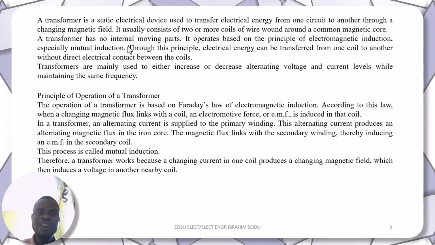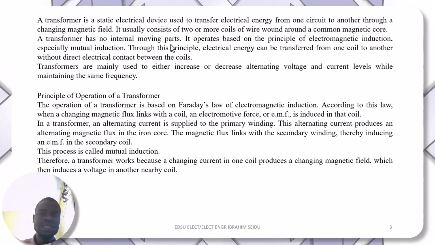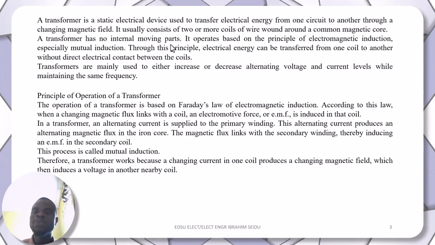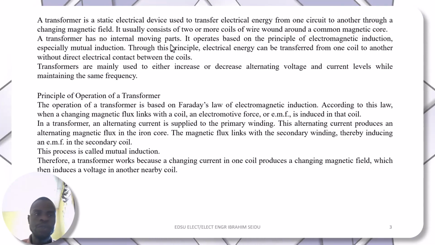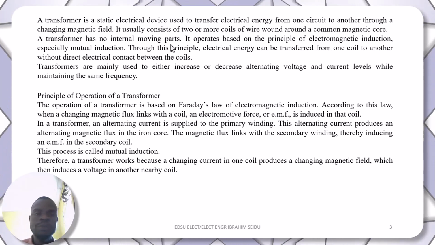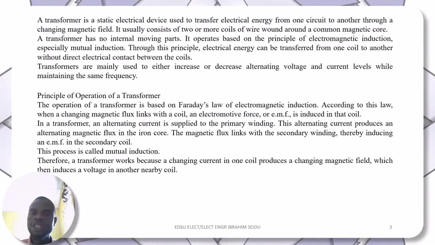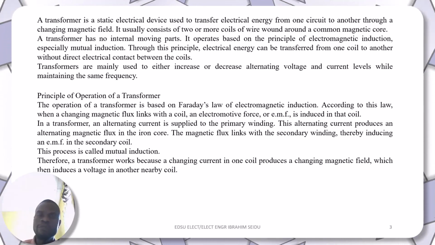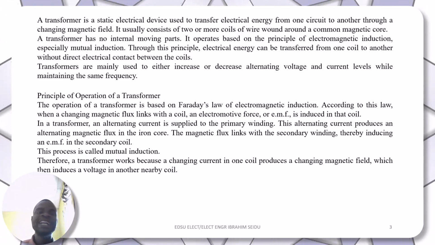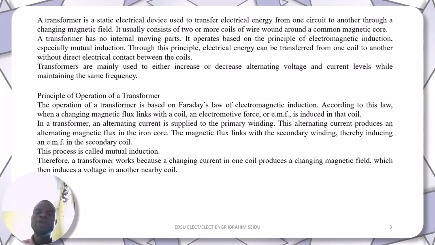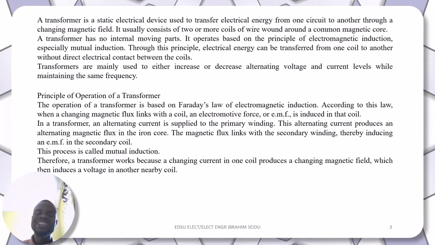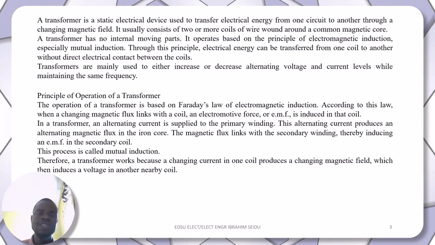So a transformer has no internal moving part. It operates based on the principle of electromagnetic induction, especially mutual induction. Through this principle, electrical energy can be transferred from one coil, the primary coil, to the secondary coil without direct electrical contact between the coils. Looking at the coils of a transformer, they are not physically linked together. They are not physically connected.